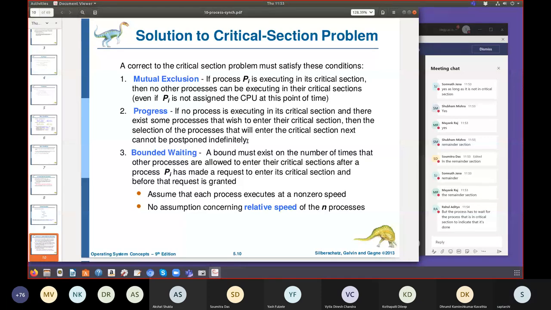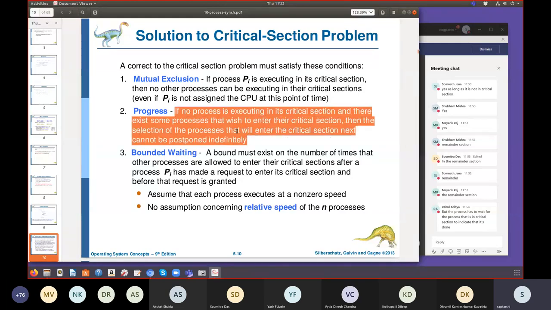Right. What can be a bad situation? When can this requirement be unfulfilled? As in, no process is executing in its critical section, but some other processes are trying to enter their critical section, but they are blocked. It should not happen, but what is a bad situation in which this can happen?